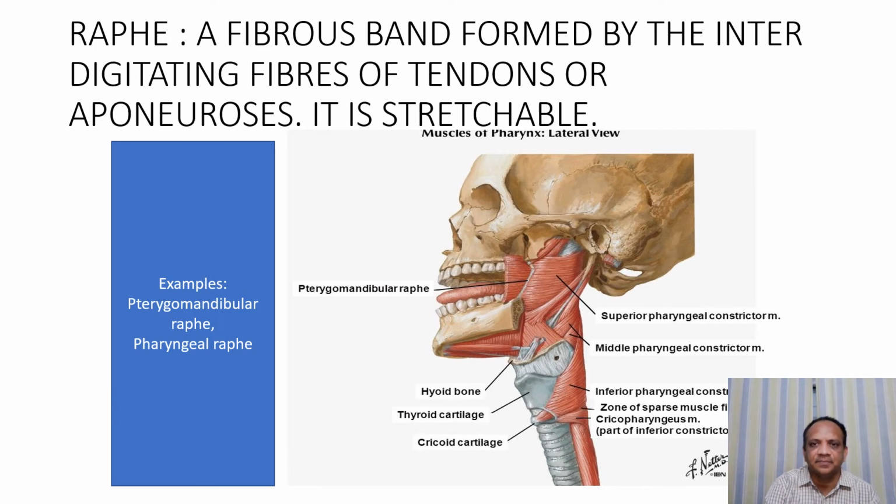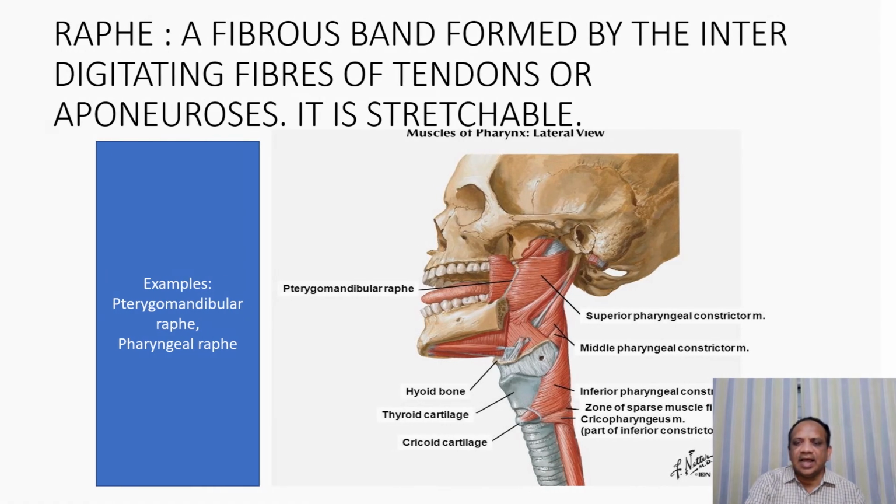Raphe is a fibrous band formed by the interdigitating fibers of tendons or aponeuroses. It is stretchable, and the muscle fibers also intermingle to form a raphe. This is the best example: the pterygomandibular raphe, extending from the pterygoid plate to the mandible. From its anterior surface, the buccinator muscle arises. From its posterior surface, the superior pharyngeal constrictor muscle arises. The fibers of both muscles interdigitate to form the pterygomandibular raphe. All the pharyngeal constrictors turn on the back side of the pharynx to form another, the pharyngeal raphe.